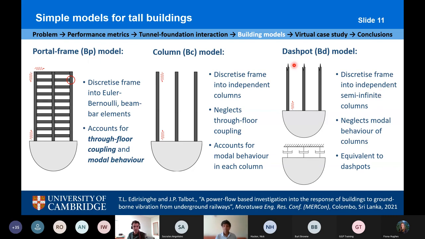The dashpot model slightly underpredicts the vibration that is being transmitted into the building, but it can still account for the general trends, which is what we're mainly interested in when we want to account for the overall vibration that is being transmitted into the building.